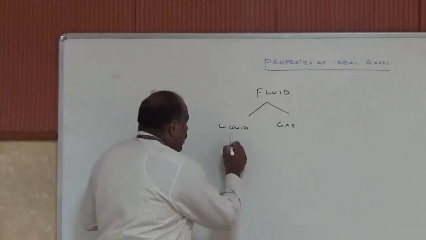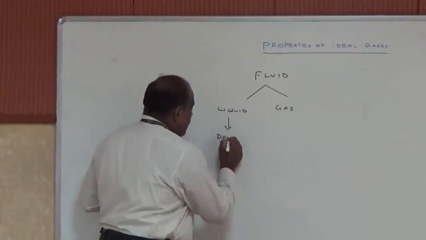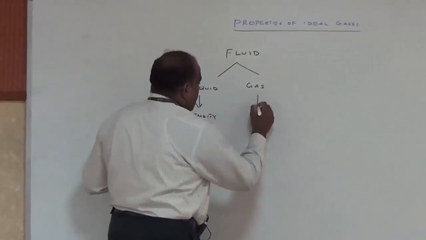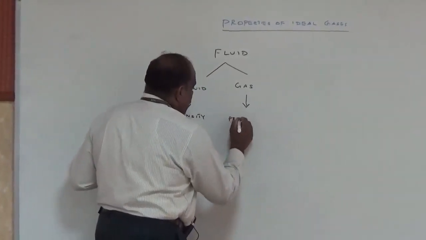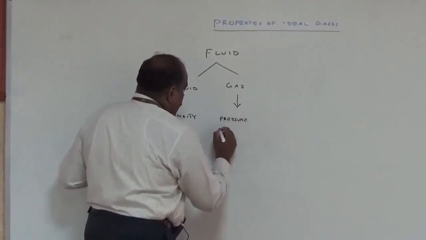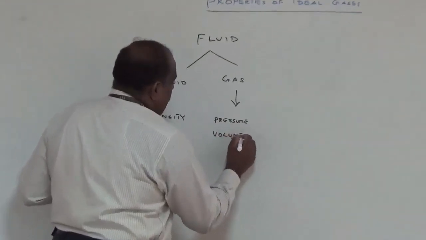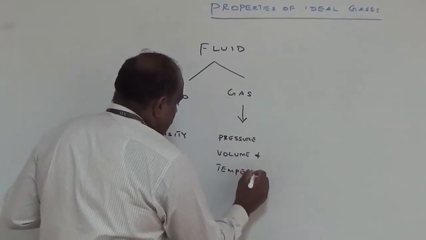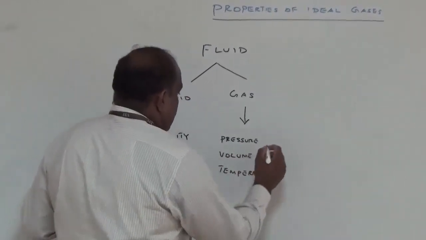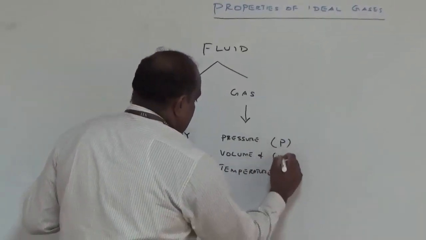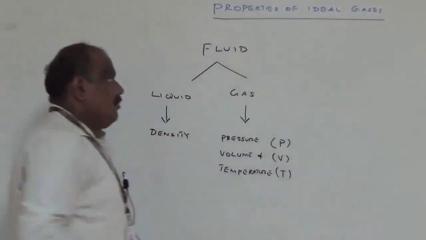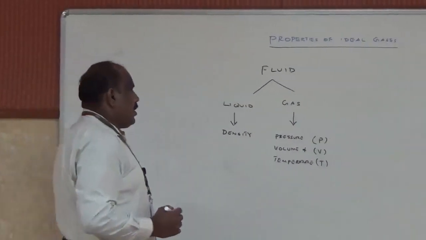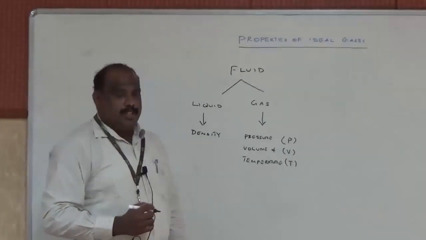The important property of the liquid is density, whereas the important properties of the gas are pressure, volume and temperature. Today we are going to talk about the ideal gas, and hence the important properties are pressure, volume and temperature.